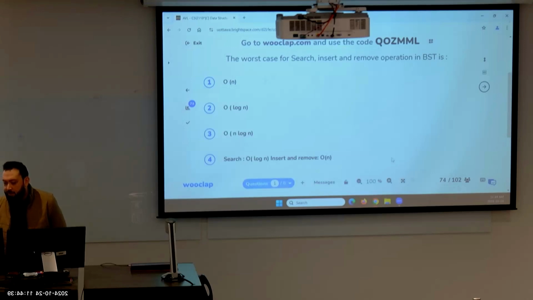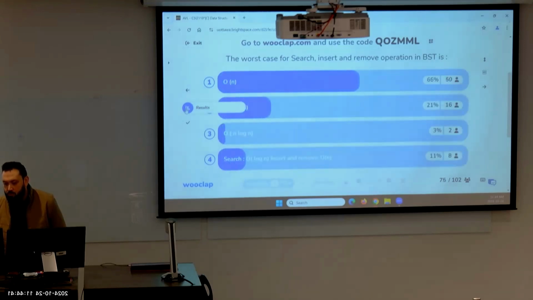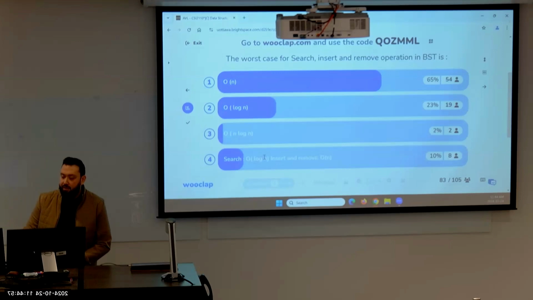Let's wait for everyone to answer. O of n, O of log n? Search, O of log n, insert, and remove O of n. Who wants to remind me why the search is O of log n, and not the insert and remove? James: Because if it's in the best case, it's increasing each time it doubles. So that way. Very good.